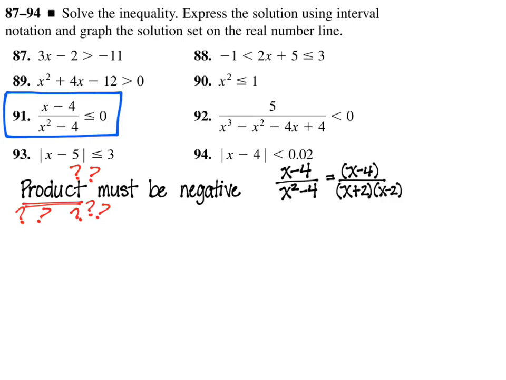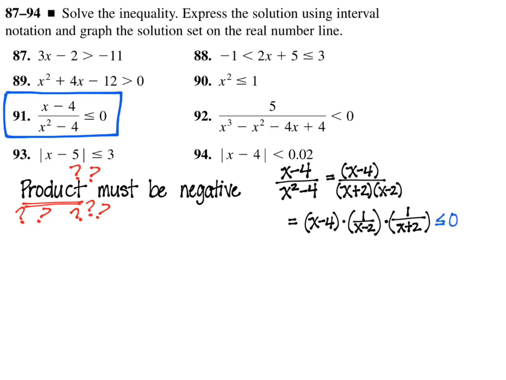So if we look at this fraction, x minus 4 over x squared minus 4, and factor that denominator, when we say here that we're dividing by x plus 2, and we are also dividing by x minus 2, it's the same thing as multiplying by their reciprocals. So now you can see that it really is a product problem. And I want to know where this product is going to be less than 0.